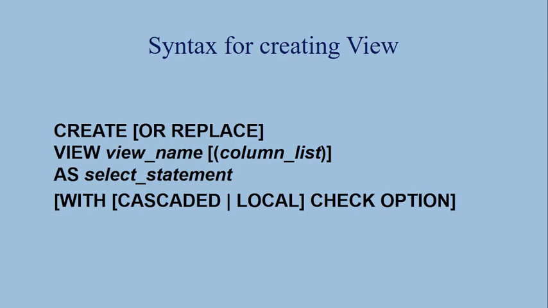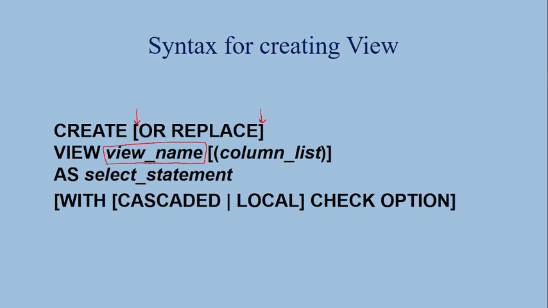Now the syntax for creating a view is: create or replace view, view name, column list, as select statement, with cascade local check option. Whatever information is given in the square brackets is optional. We can write only create view, or we can write create or replace view. Now when we write only create view, and the name we have given to the view is already used by some view, then MySQL will generate an error.